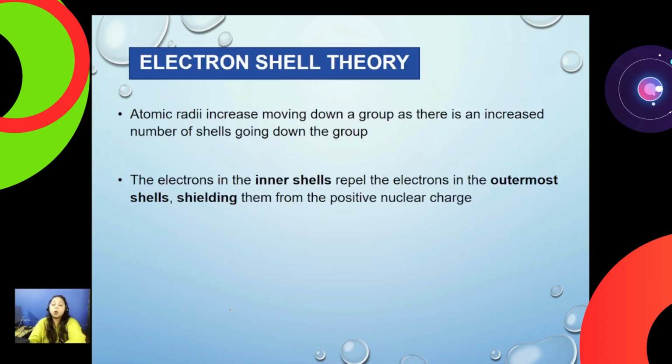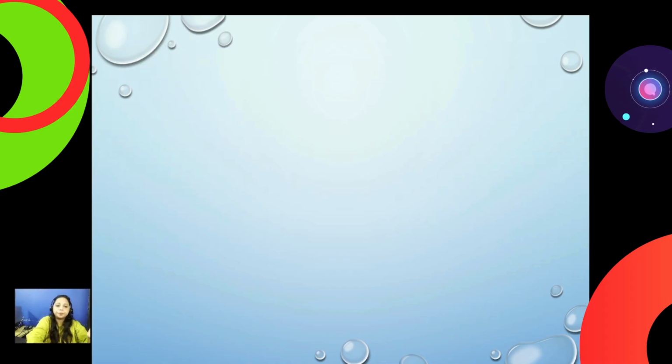Now, if a question asks what is the general trend, we can explain why it increases, because the number of shells is increasing. Number two, the shielding effect: because there is one extra shell every time, definitely the number of inner electrons increases, which means the shielding effect increases. So when the shielding effect increases, the attraction between the nucleus and the outermost electron decreases. It means the distance increases, so the size becomes bigger.